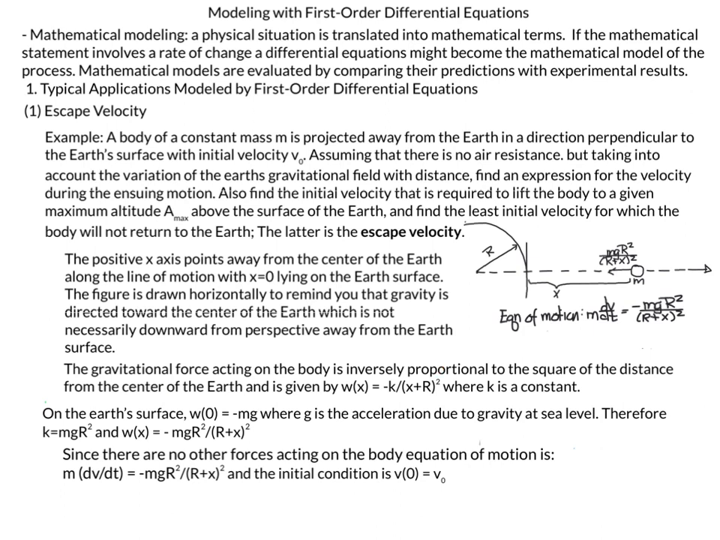On the Earth's surface, W of 0 is equal to negative mg, where g is the acceleration due to gravity at sea level. Therefore, k is equal to m g r squared, and W of x is equal to negative m g r squared over (r plus x) squared. And finally, since there are no other forces acting on the body, the equation of motion is m dv/dt equals minus m g r squared over (r plus x) squared.